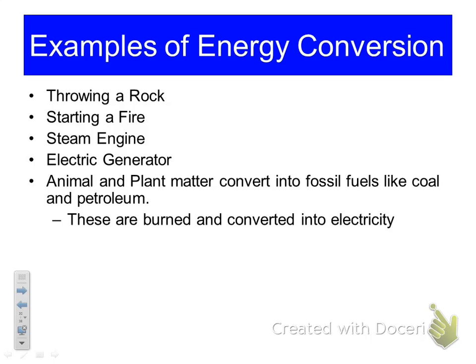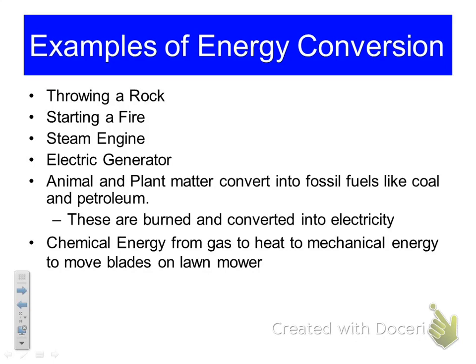All right. We talked about animal and plant matter, sun to plant. Okay. We can convert into fossil fuels like coal and petroleum. So then we burn those and we get electricity that way. So there's one way. We compared a car. We use gasoline. The same thing with a lawnmower. Chemical energy from gas. We'll heat it, we'll allow the mechanical energy, we'll allow the blades to move, and we'll allow you to cut your grass, too.